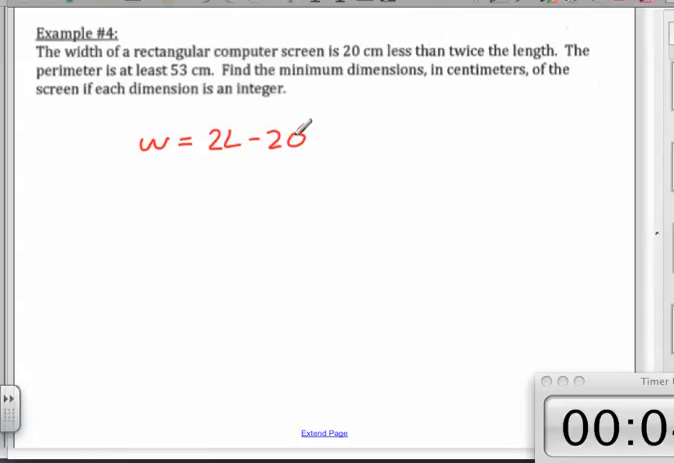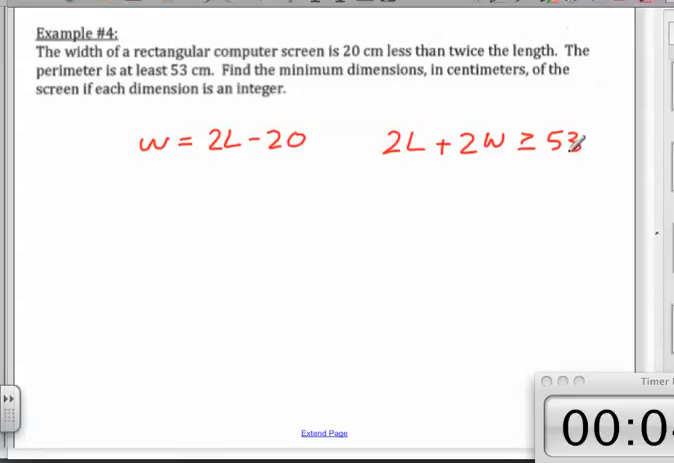P is... Oh wait, no. 53 is greater than or equal to... 53, you like to flip these things, don't you? Why don't we do this? Why don't we do 2L plus 2W is greater than or equal to 53.